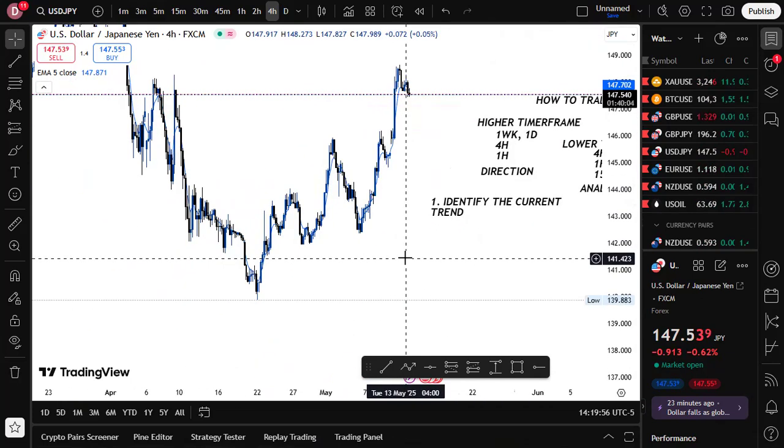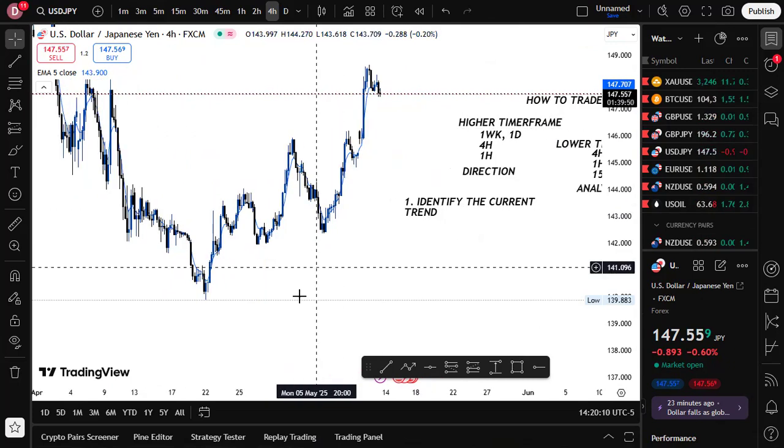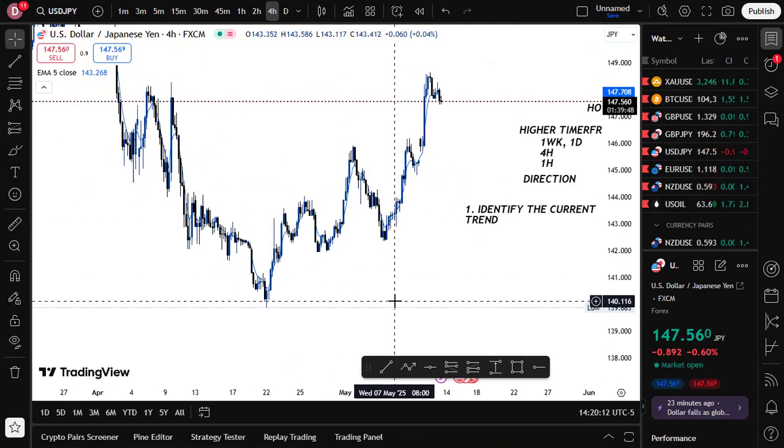Now, this is on the 4 hours time frame. That means each candlestick here represents 4 hours. It took 4 hours for every candlestick on this time frame to form. So what I said is identify the current trend. If you look at this trend now, what will you say is currently going on? Is the market in a downtrend or an uptrend? What will you say is the current trend?